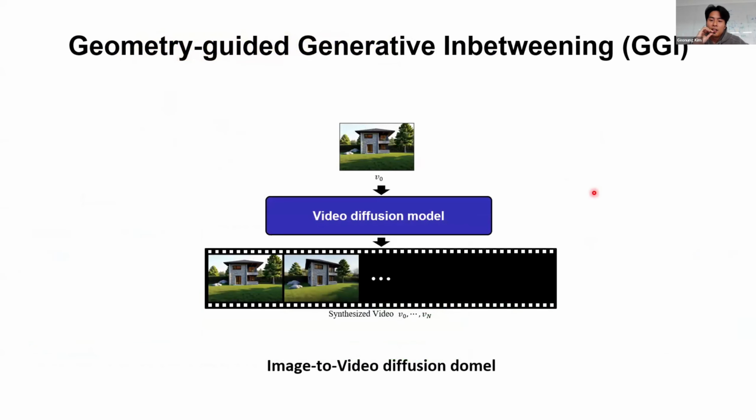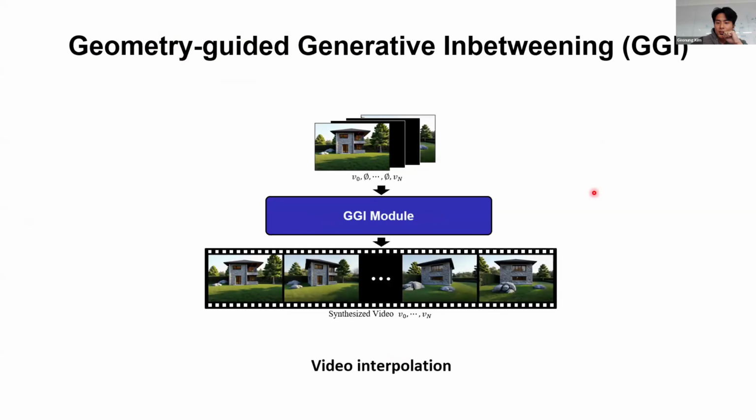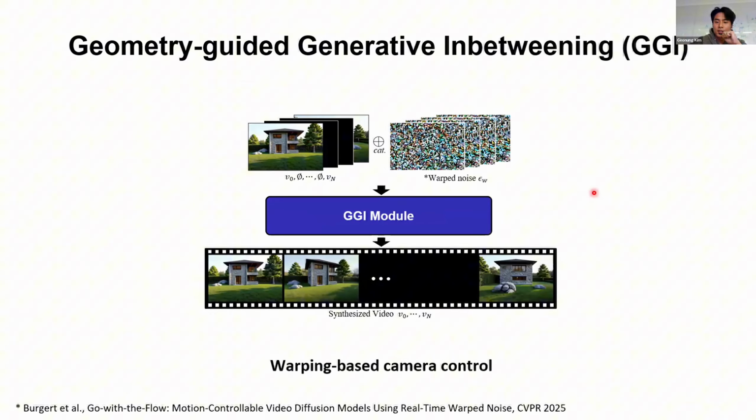Next, let me talk about the GGI module. We start from the image to video diffusion model to build the GGI module. The first thing to do is to convert it into a video interpolation structure. So we just add the last frame as an input. The most important part is actually camera control. For this, we apply a warped noise approach.